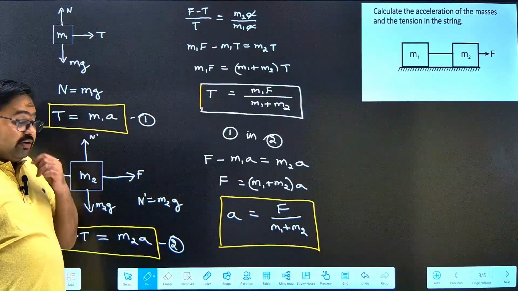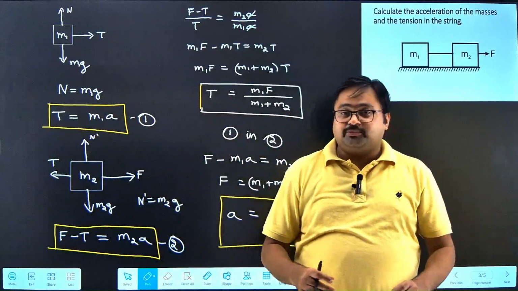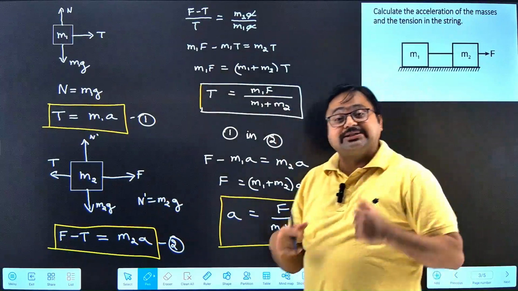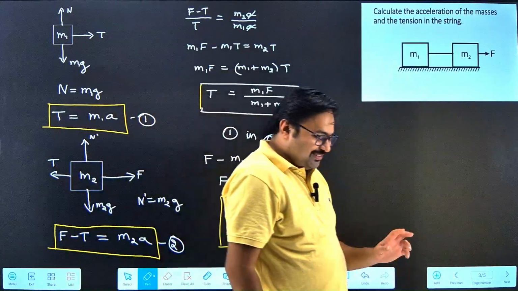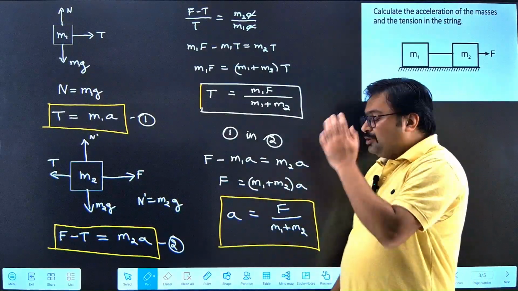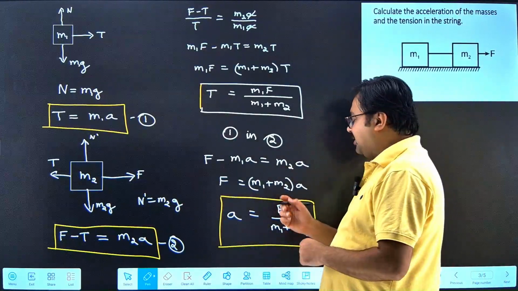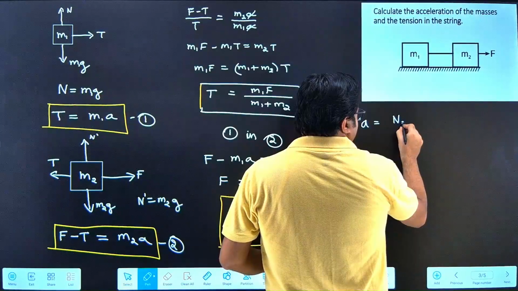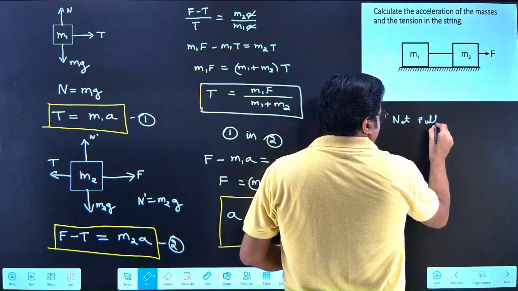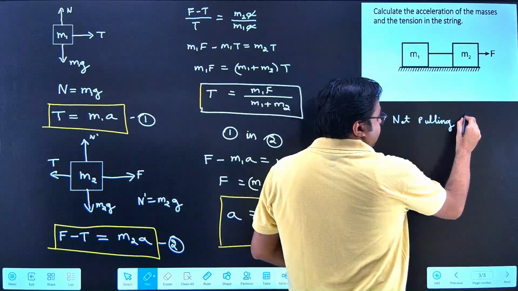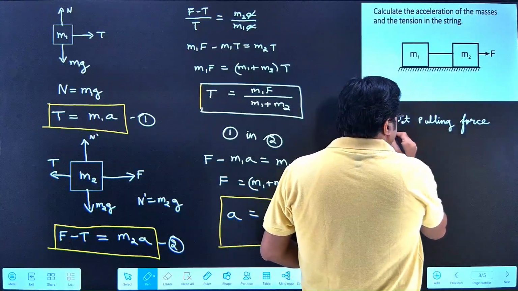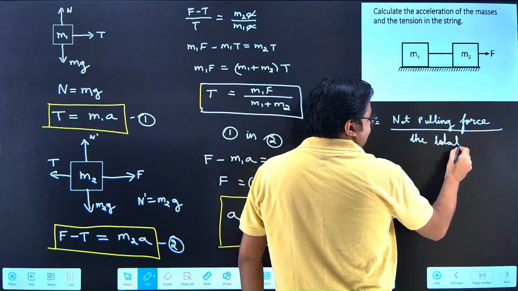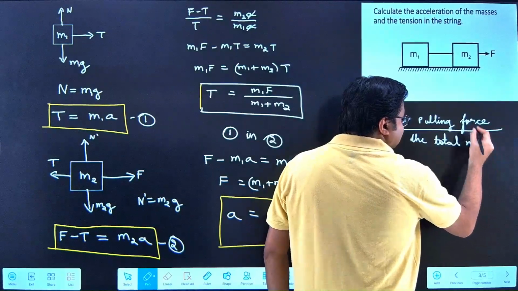Well, sir, is it required? So if you ask me, CRS sir, is it really required to do these many things to get to the acceleration? There is a shortcut. The shortcut is very simple. To get to the acceleration of any system for that matter, you can just write the acceleration A is equal to the net pulling force divided by the total mass. So let's try to do this.